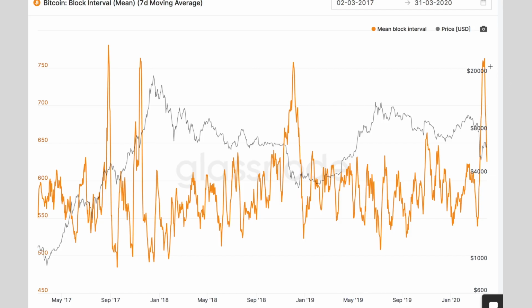And when we take a look at the amount of time that it takes to mine a block on the Bitcoin blockchain, then we're seeing a retrace from all-time highs, and these reversals over here tend to precede reversals in Bitcoin's price action. And we've seen a reversal in Bitcoin's price action most recently.